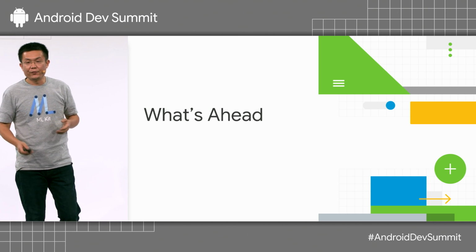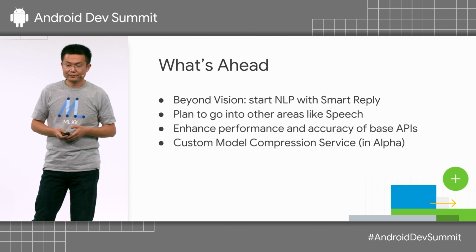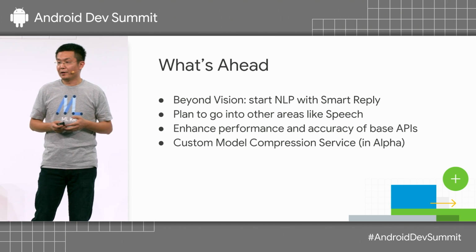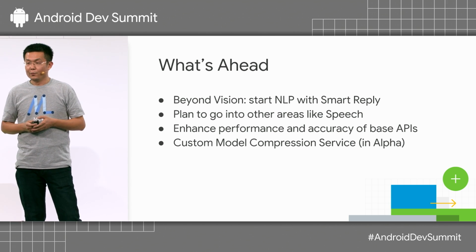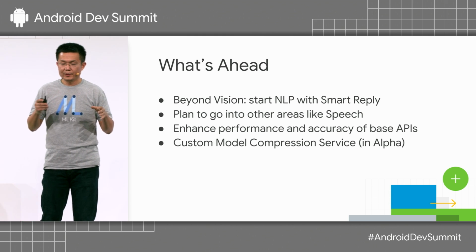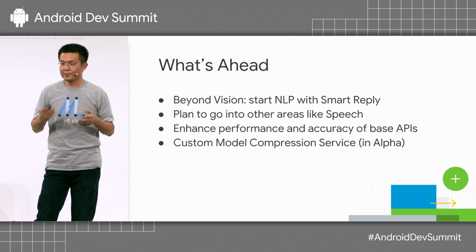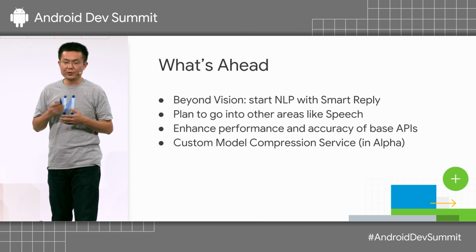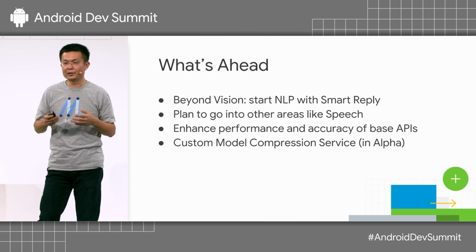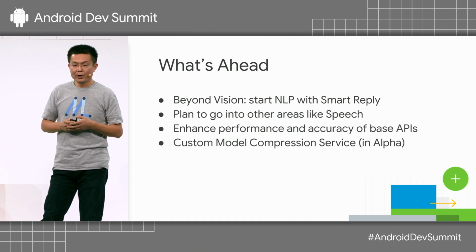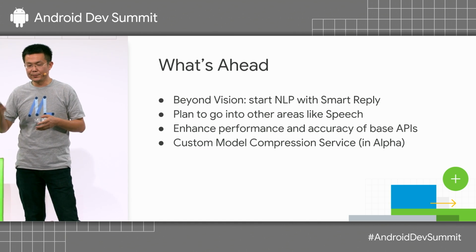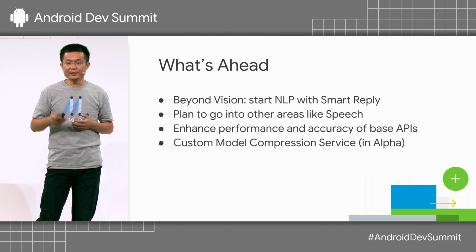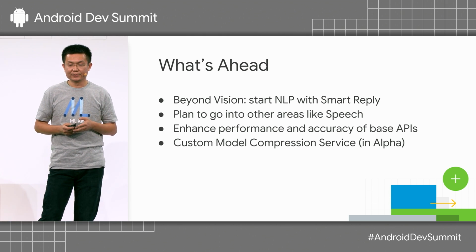Next, I will talk about a few new areas we're currently working on. A few new ML Kit features are either under development or in the early testing phase. We expanded beyond vision, starting natural language processing with Smart Reply. Smart Reply is a feature which enables you to produce meaningful responses based on the current conversation context. We're also planning to go into other areas like speech. At the same time, we will continue to enhance the performance and accuracy of base APIs.